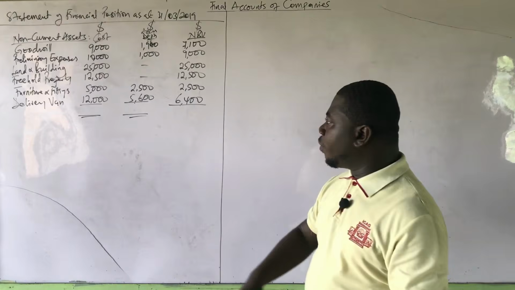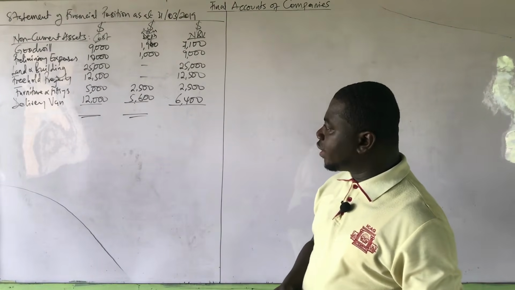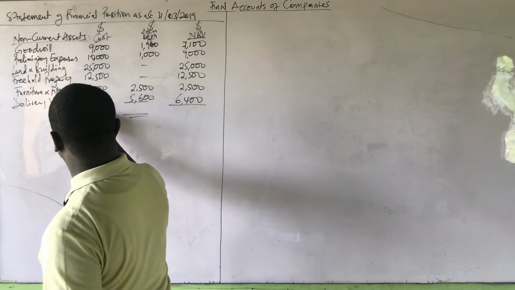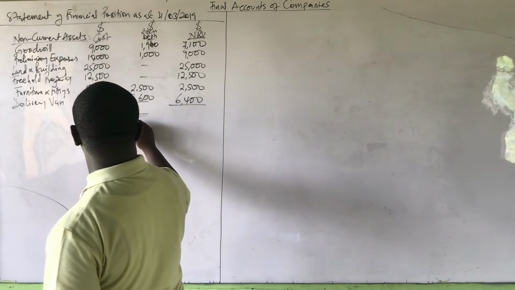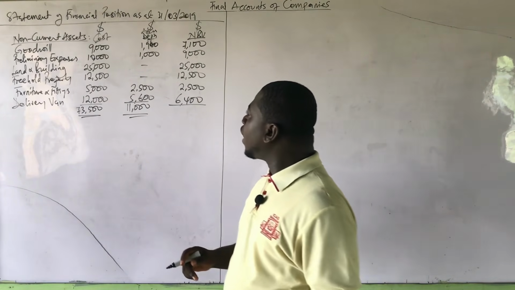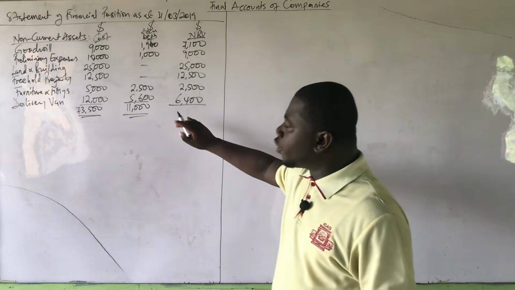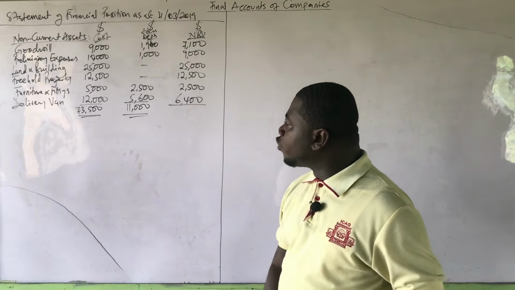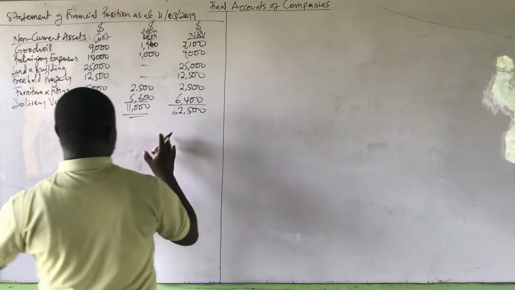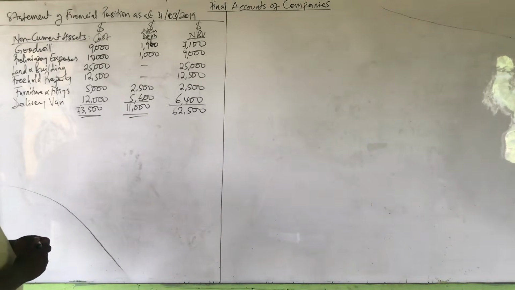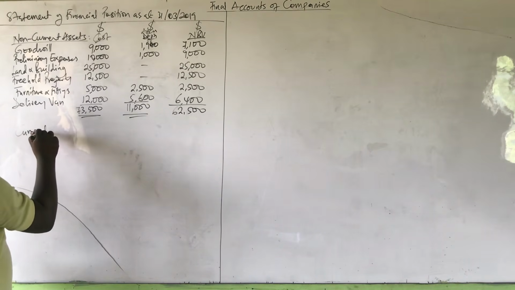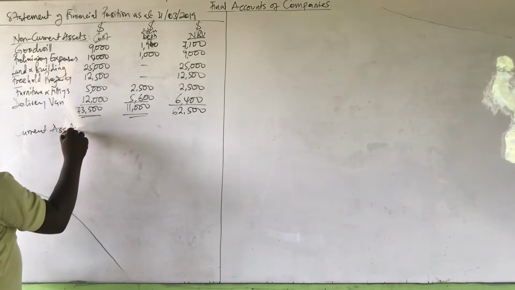I'm sure you are familiar with this format from the sole trader. Nothing really has changed. So we have a total of 73,500 for the cost, and then we have a total of 11,000 for the accumulated depreciation. And so we are going to get a net book value total of 62,500. So that is how to go about the non-current assets. And then we can move on to our current assets list.